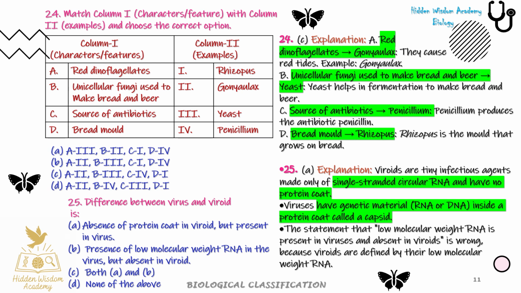Explanation. A. Red dinoflagellates match with Gonyaulax. They cause red tides. B. Unicellular fungi used to make bread and beer match with yeast. Yeast helps in fermentation to make bread and beer. C. Source of antibiotics matches with Penicillium. Penicillium produces the antibiotic penicillin. D. Bread mold matches with Rhizopus. Rhizopus is the mold that grows on bread. So, option C is the correct answer.